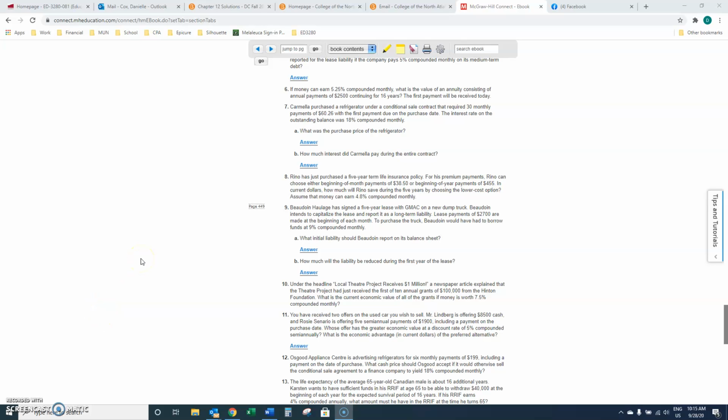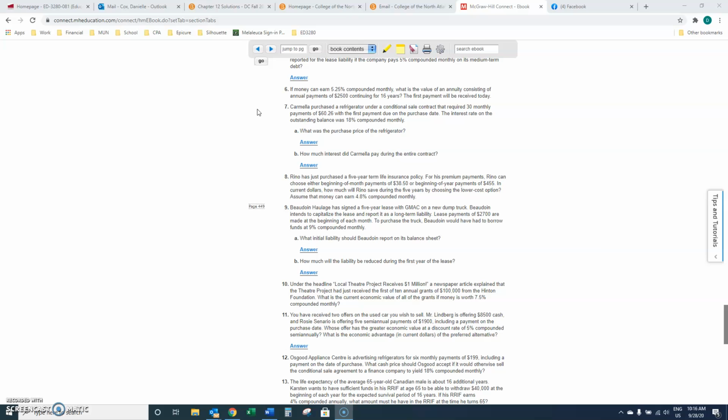Now we're in exercises in 12.2, and we're going to look at number 7. Carmela purchased a refrigerator that required 30 monthly payments of $60.26 with the first payment due on the purchase date. So reading that, and like I mentioned before, I always just read through them once just to kind of get an idea of what the question is asking before I start taking my notes and such.